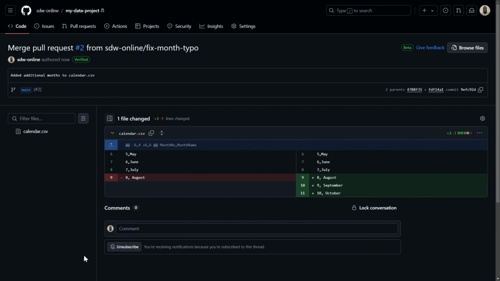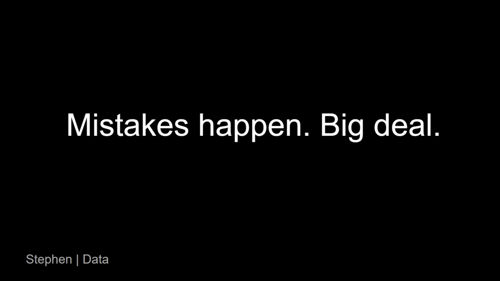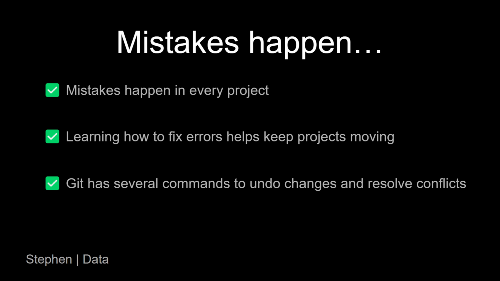So we've managed to create a pull request and merge the pull request into the main branch. Awesome. Now, we need to talk about handling mistakes and errors using Git. Mistakes happen in any project. It's when you don't know what steps to take to fix them that can be the problem, especially if it disrupts the flow of the project. So let's go through how to fix common mistakes in Git.